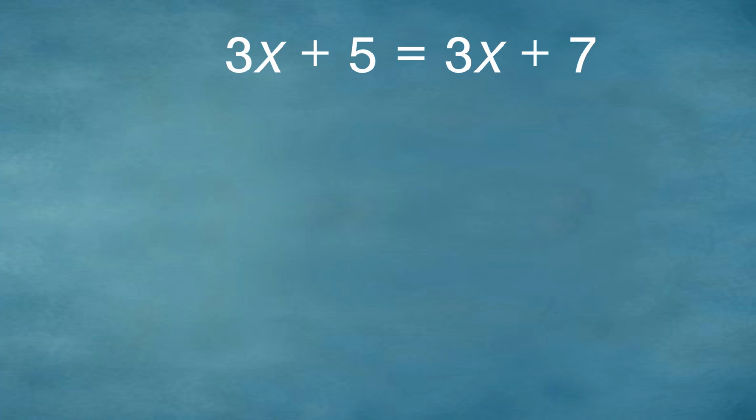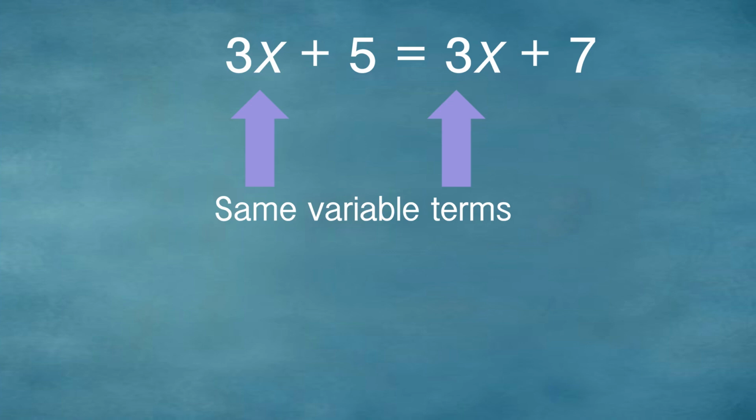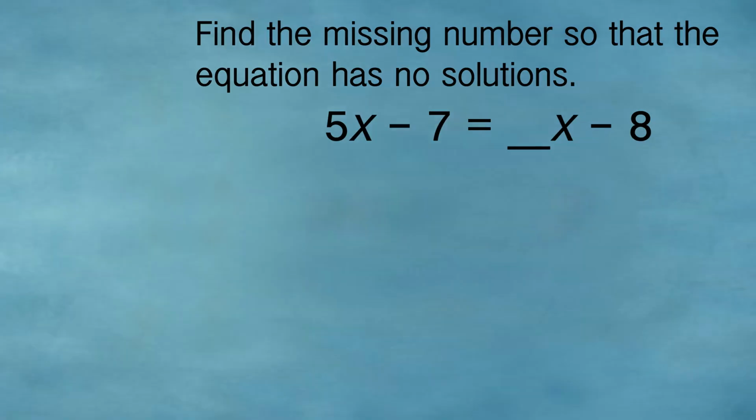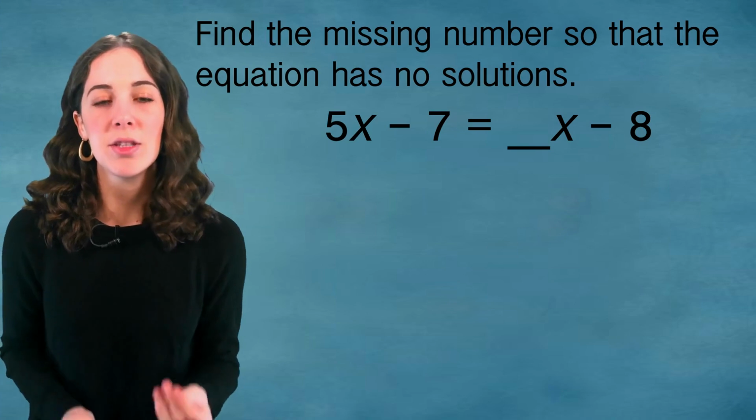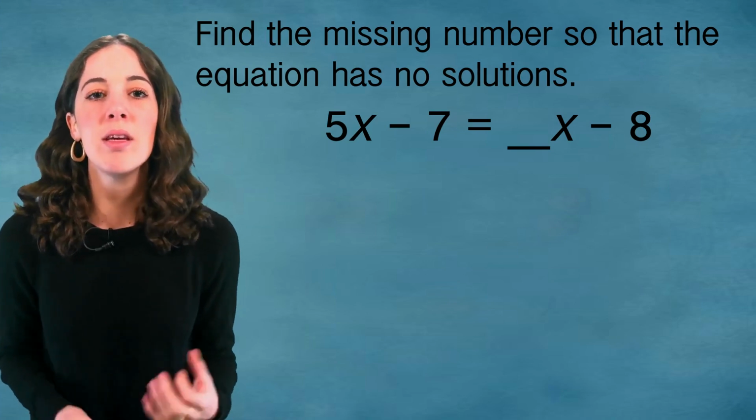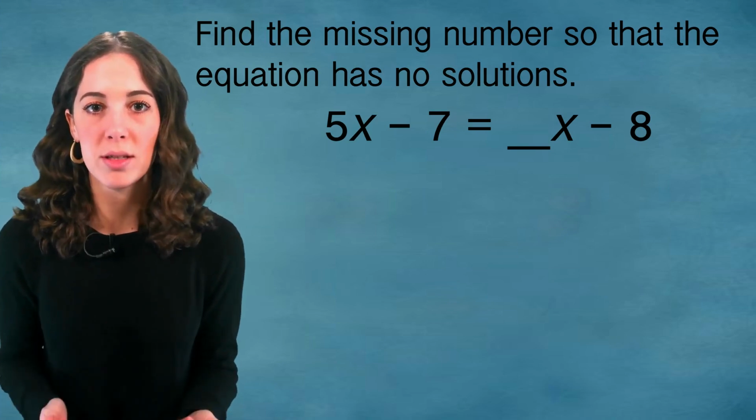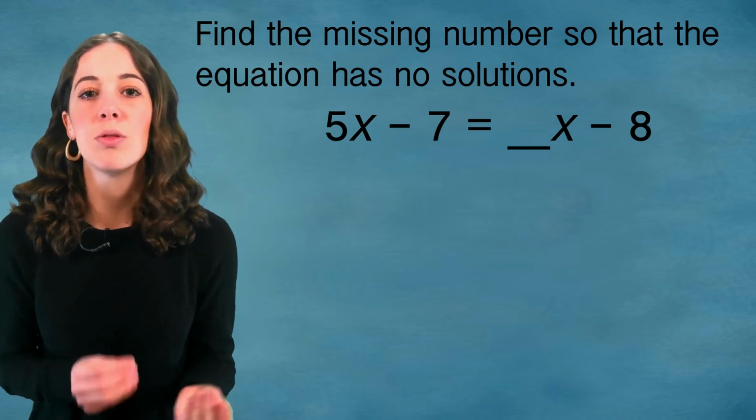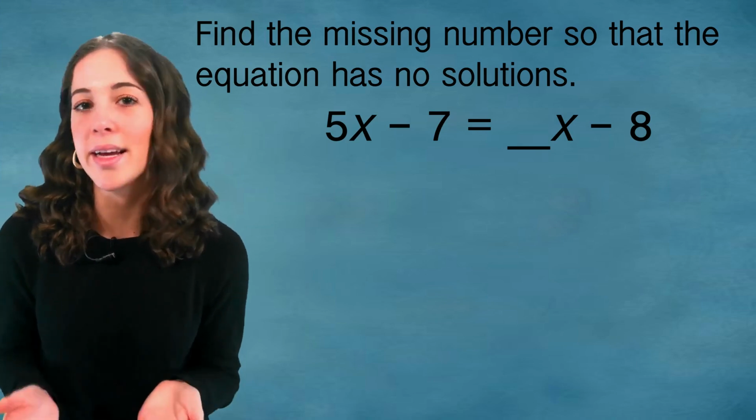For an equation to have no solutions, it must have the same variable term on both sides of the equation, but have different constant terms. When this occurs, no matter what number you plug in for the variable, the equation will never read true. In this question, we are being asked to identify the number that will make the equation have no solutions. The equation given is 5x minus 7 equals blank times x minus 8.